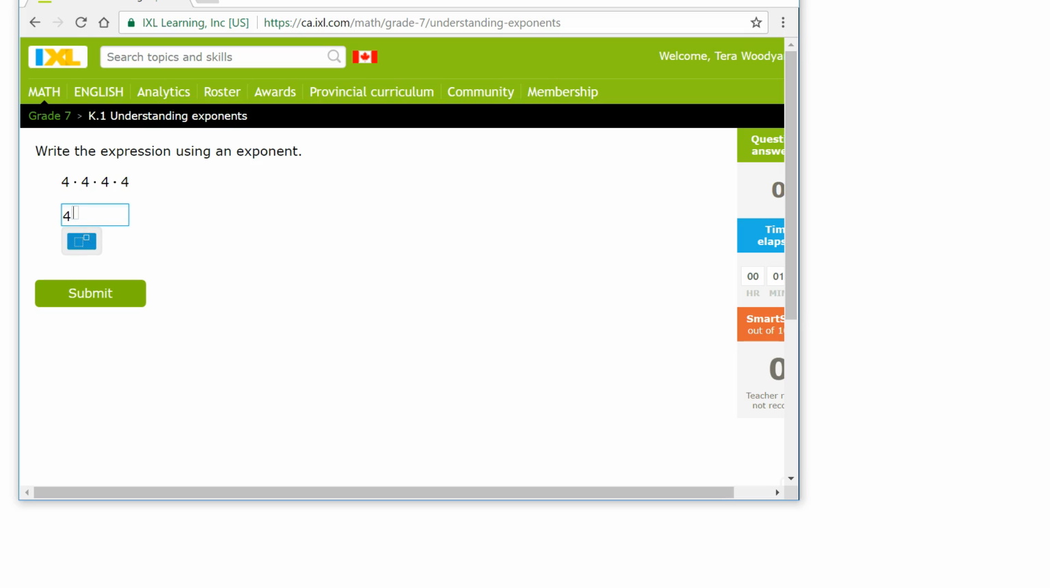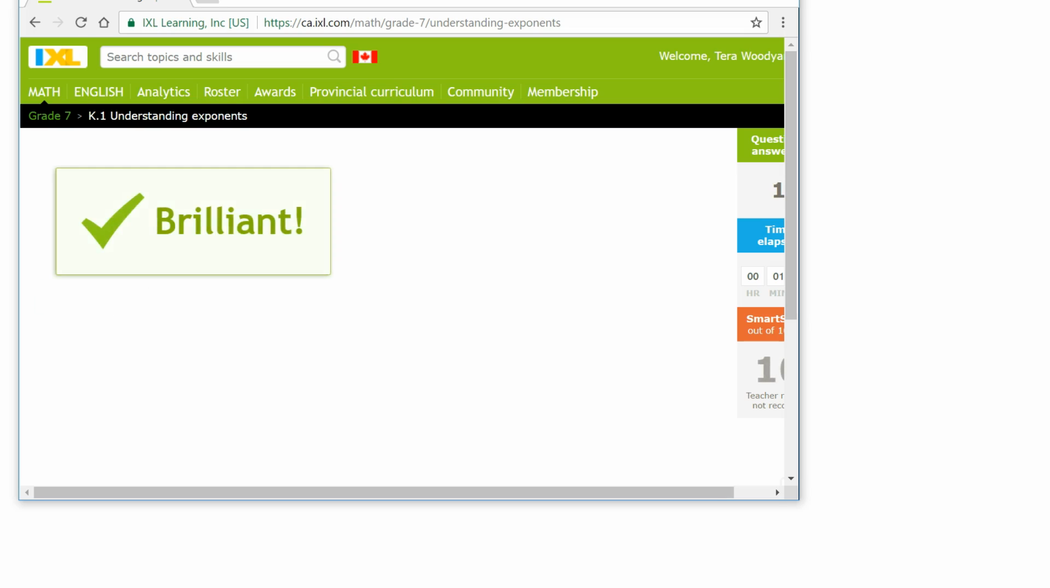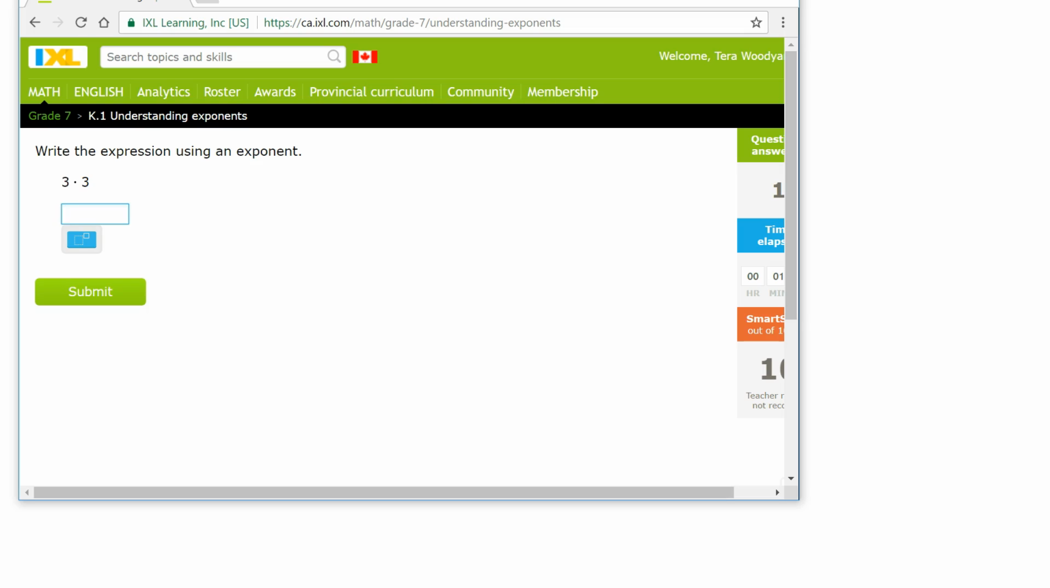So I press that button and it gives me a superscript. That just means that it's like an exponent. It's the small one up to the top. So like that, I'm going to hit submit. Brilliant! Here my base is going to be 3 because that's the thing that's being repeated. I press that magical exponent button, 3 to the power of 2, because it's repeated twice.